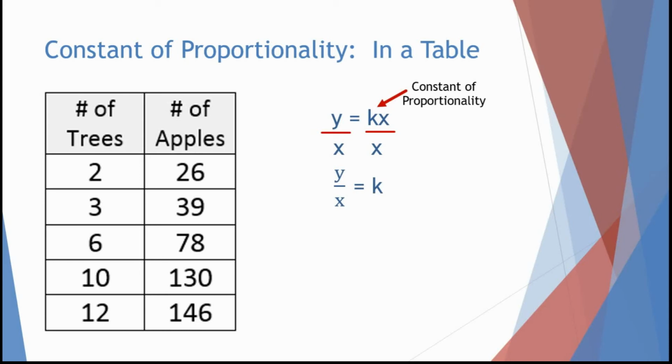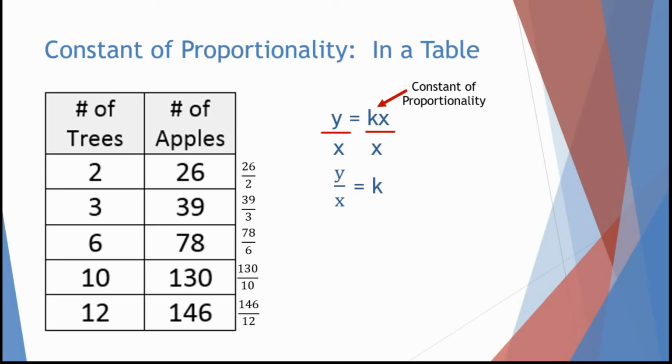On the first one, we would have 26 over 2, because 26 is our y value, 2 is our x value. We're just plugging it in as that y over x ratio. We can do that for every point on this table. So we do 39 over 3, 78 over 6, 130 over 10, and then 146 over 12. The important thing here is remembering the order, because with ratios, order always matters. So make sure your y value is in the numerator and your x value is in the denominator.